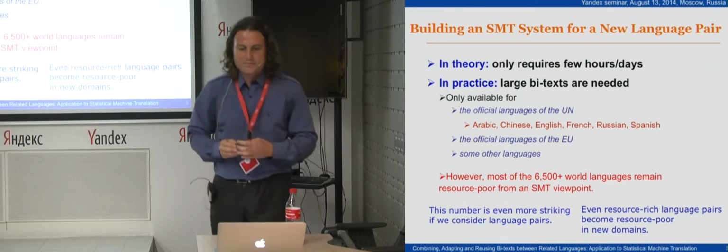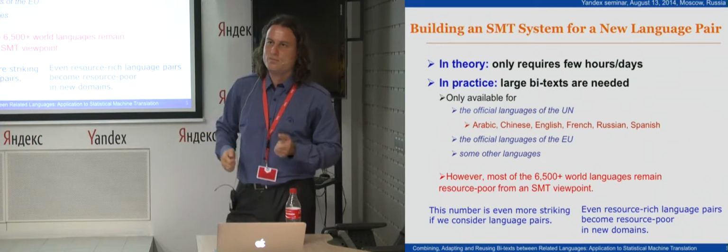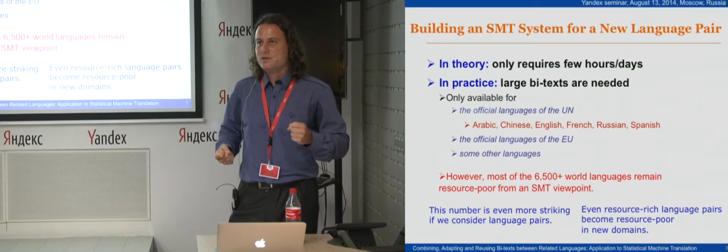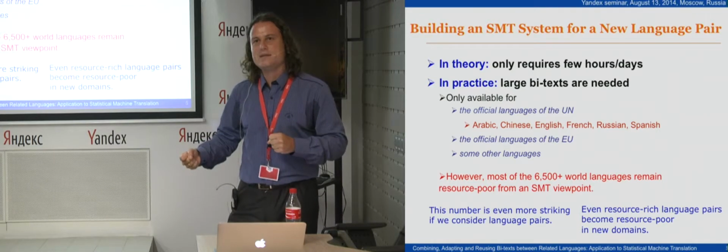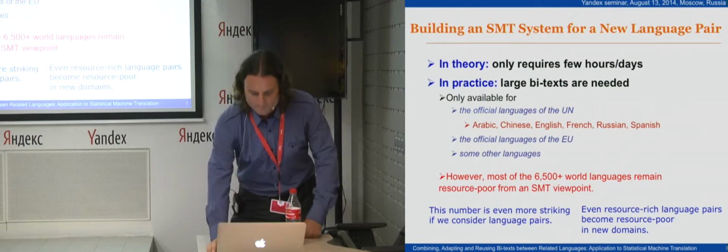And then even resource-rich languages are resource-poor in particular domains. So you might have a lot of United Nations data between, say, Chinese and Russian, but if you want to go in the biomedical domain or history or something like that, then maybe there might not be so much.